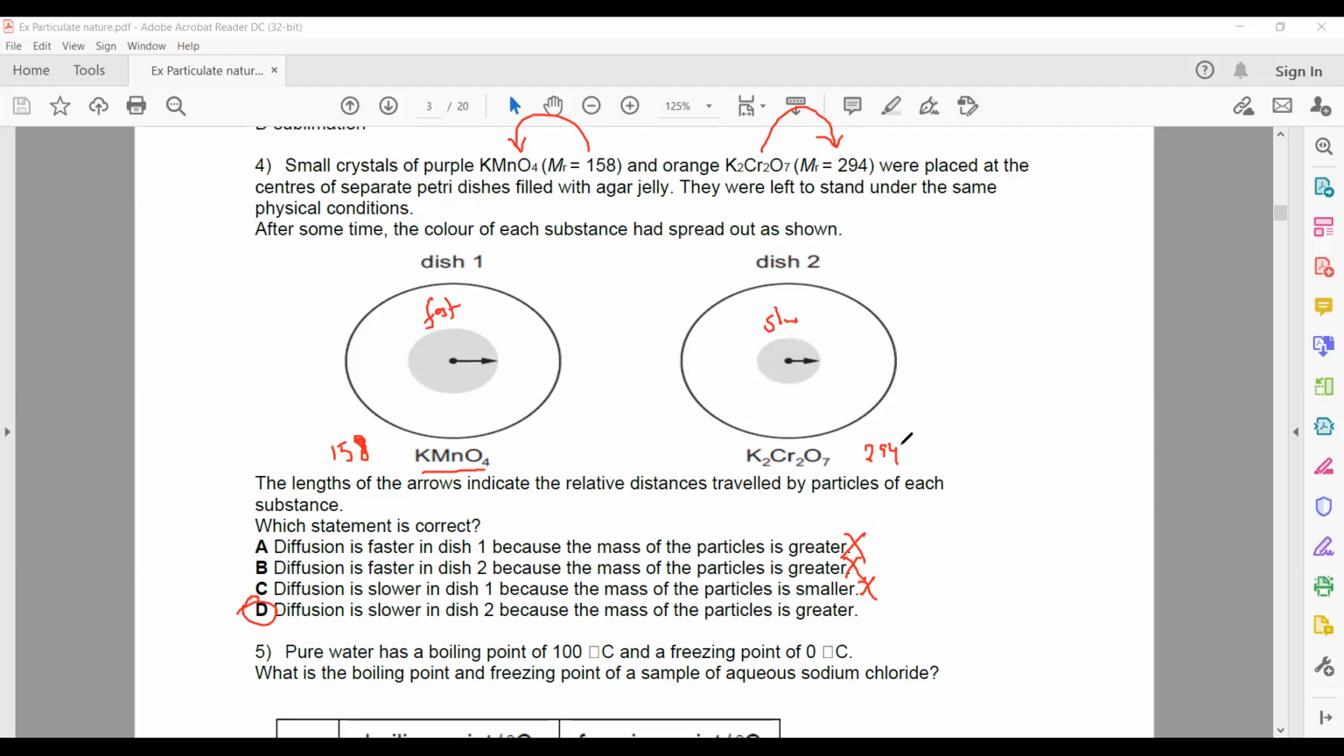Is it clear to everyone? So the correct answer for this one is D. If there is any question you want me to repeat, or you're not able to understand the concept, you can just let me know, and I will repeat that question.